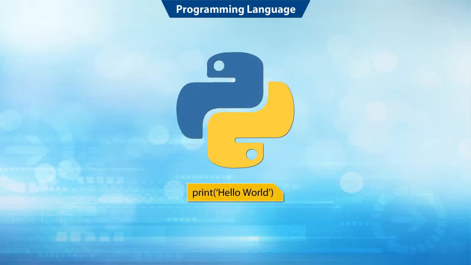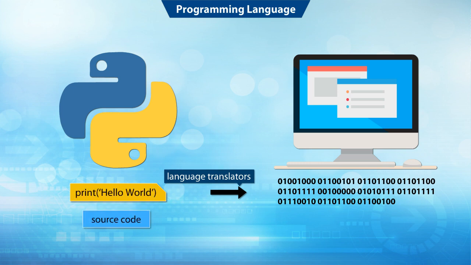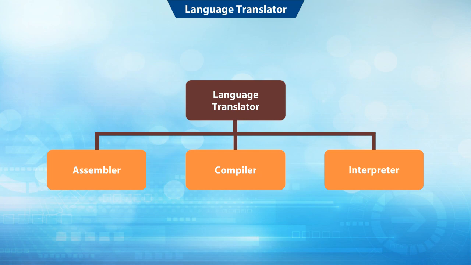We can use a language like Python to print a string, which is then converted to a machine language by a language translator. The program written in assembly or high-level language is called source code, and the program converted by translator into machine language is called object code. Now, let us look at the type of translators.